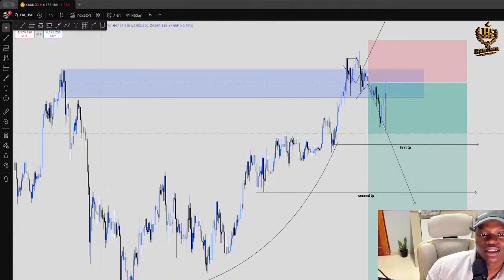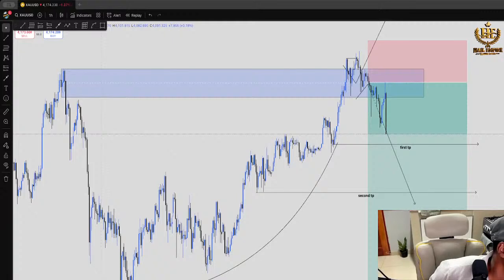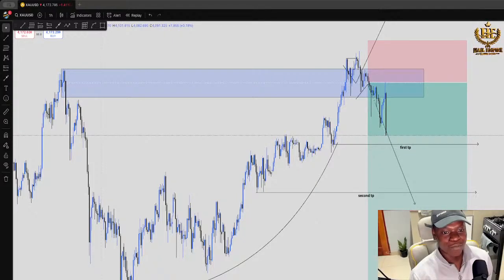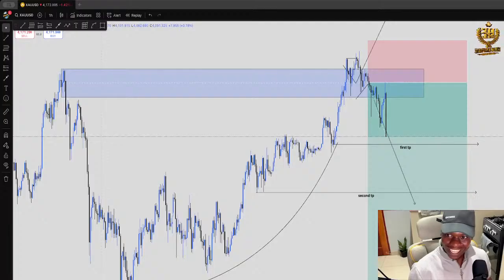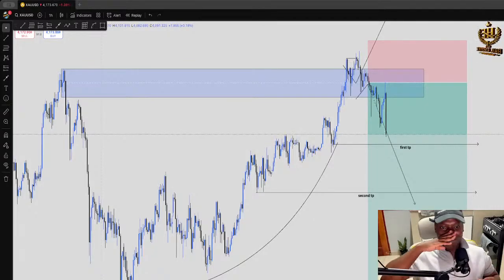Look at that. It's heading to our TP before I can even say. Come on, drop like a potato. Just a few pips to our TP. Few pips to the first TP. I love this.